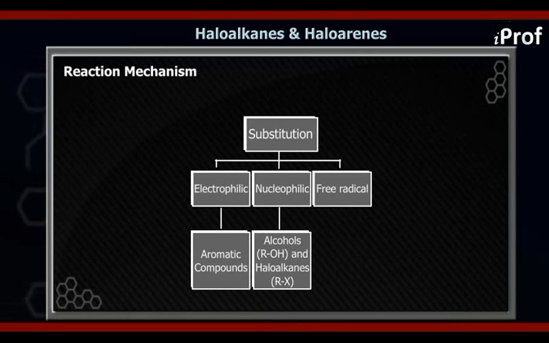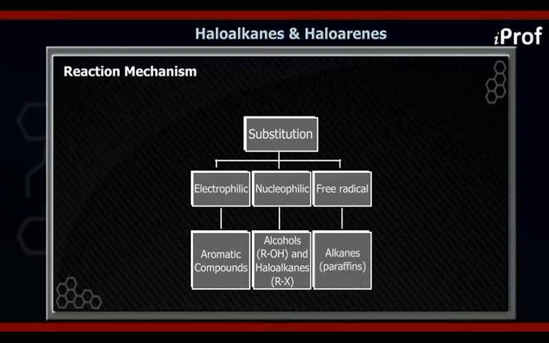Next we have the free radical substitution reaction. This particular reaction is shown by alkanes. Now alkanes are also known as paraffins, and they are known as saturated hydrocarbons. Basically, the terms saturated and unsaturated are used as follows: if a compound contains a double bond or a triple bond, or we say if a compound contains a pi bond, then we say it is unsaturated. If it does not contain a pi bond, then we say it is saturated.